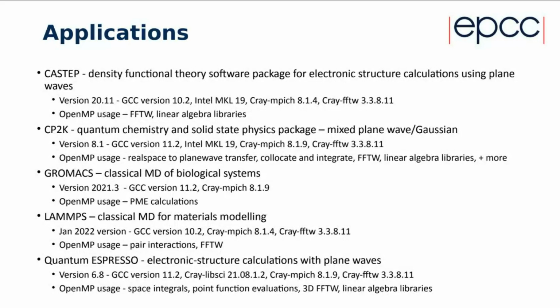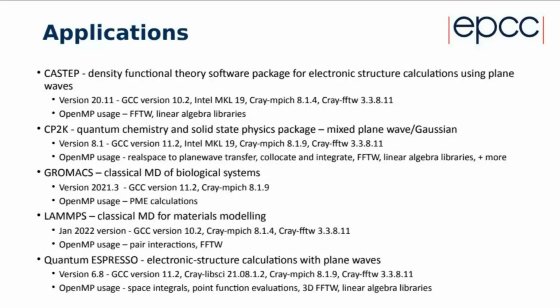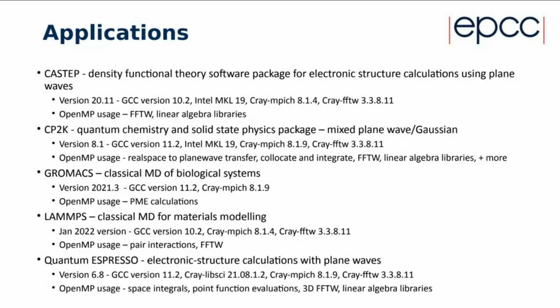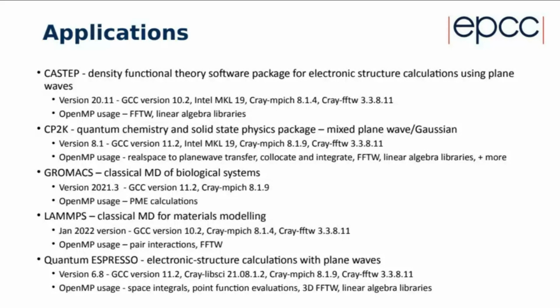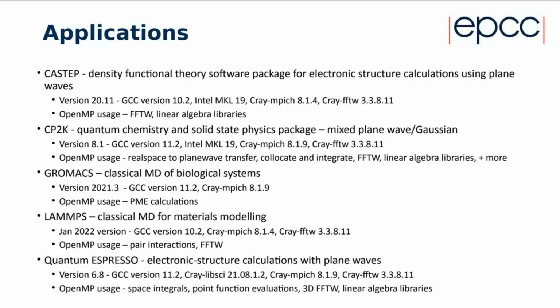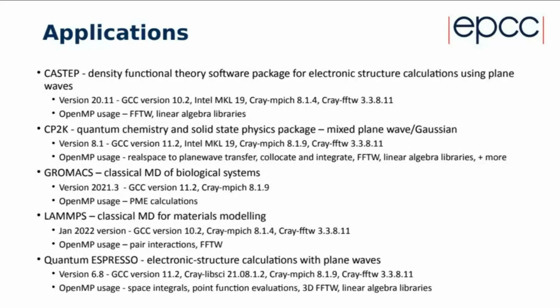CP2K I also looked at, and this is a quantum chemistry and solid state physics package and uses mixed plane waves and Gaussians. I looked at version 8.1, and then you can see the software I used to build it as well. So CP2K has OpenMP within its real space to plane wave transfer, its collocate and integrate routines, FFTW, linear algebra libraries, and more, I believe.